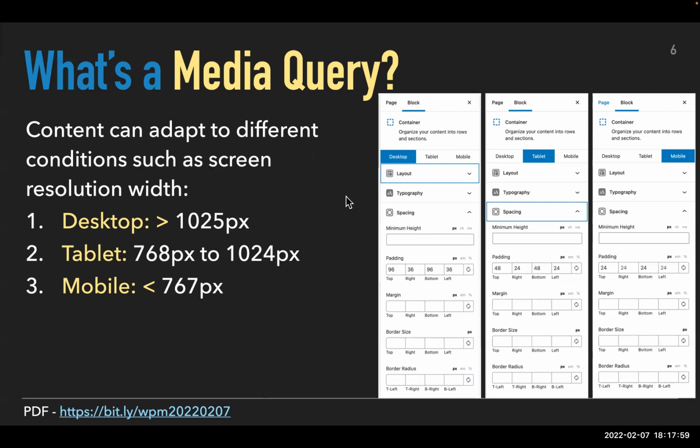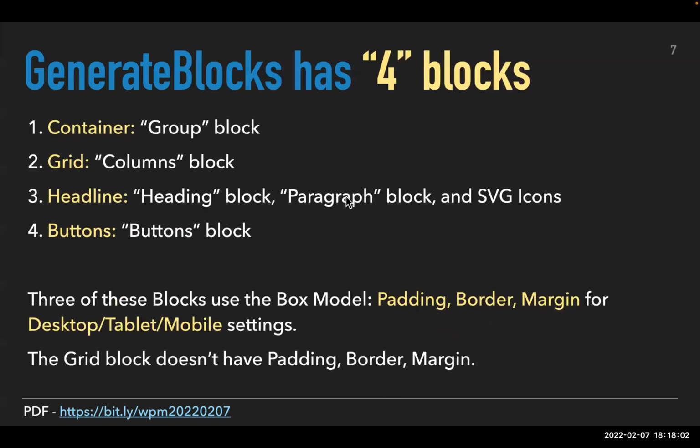So here's the funny thing. GenerateBlocks has 4 blocks. It's a bit of a lie. There's more going on here than what you would initially see. Obviously, there's a container, which is kind of like a group block. They have a grid, which is kind of like the WordPress columns block. And they have a headline, which is kind of a combination of the heading block and the paragraph block, and includes SVG icons. And the buttons are from the buttons block. But the interesting thing, these are all using the box model, padding, border, and margin, and the desktop, tablet, and mobile. The grid block doesn't have any padding, border, and margin. It just has the desktop, tablet, and mobile settings.